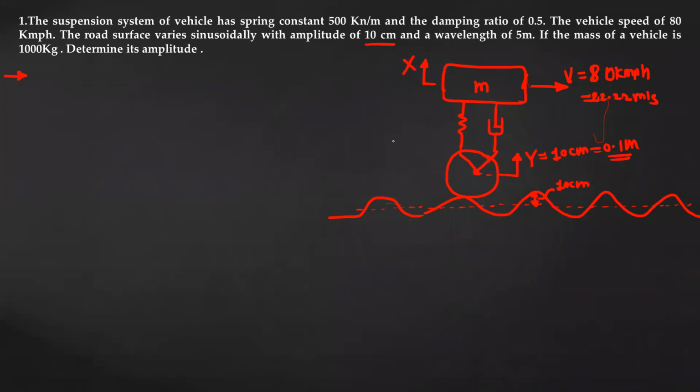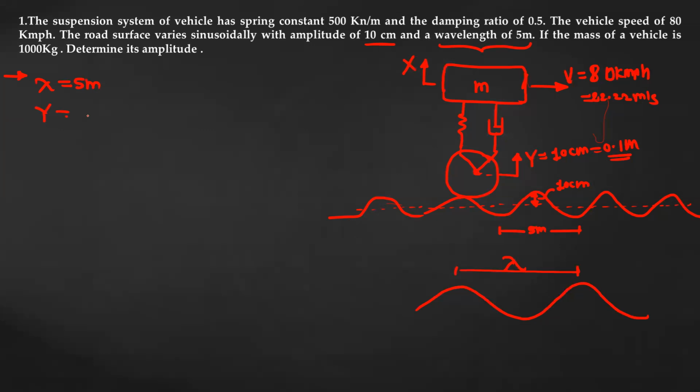Okay, what else is given? The wavelength of the road profile is given, that is 5 meter. So what is the wavelength? This is the waveform. Then this peak to peak distance is called the wavelength. It is represented as lambda. So for this profile, this lambda is equal to 5 meter. Okay, so lambda is given as 5 meter.